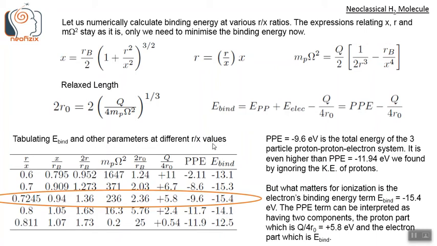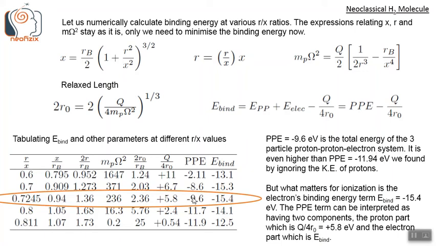Tabulating the E bind, or the binding energy, and other parameters at different r by x values, we get this table. From this table we can see that minus 15.4 electron volt is the minimum possible binding energy, or the minimum possible E bind. And PPE equals minus 9.6 electron volts. So PPE is the total energy of the three particle proton-proton electron system.